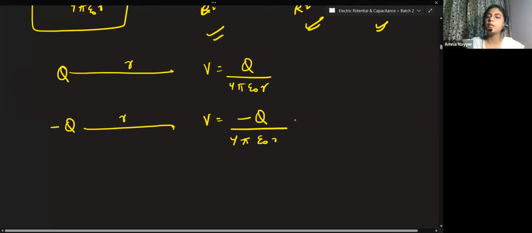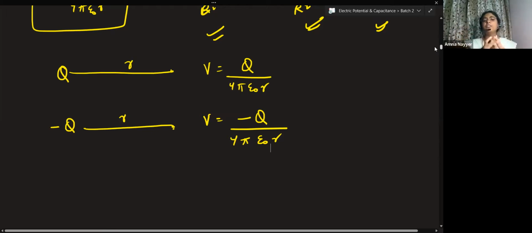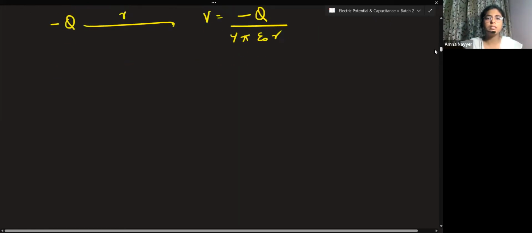This will come out to be minus q by 4 pi epsilon naught r. So this you have to remember, because even if you have various kinds of potential, if one is negative, it gets subtracted. The other one is positive, it gets added. All right. So let's discuss a very simple question.